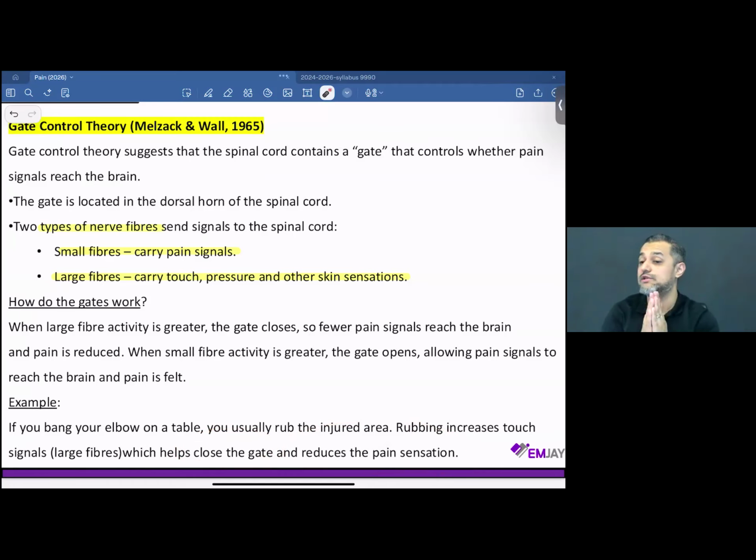Like I used the word, this is more like a tiny little battle between these large fibers and the small fibers. If large fibers win, the gate is closed and you don't experience pain, and if the small fibers win, that is when the gate is opened and the signals are sent to your brain and then you experience that pain. So how do the gates work?